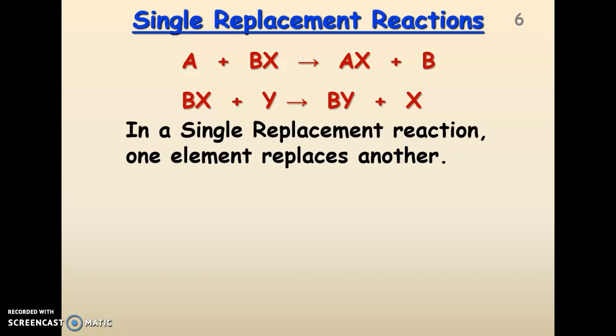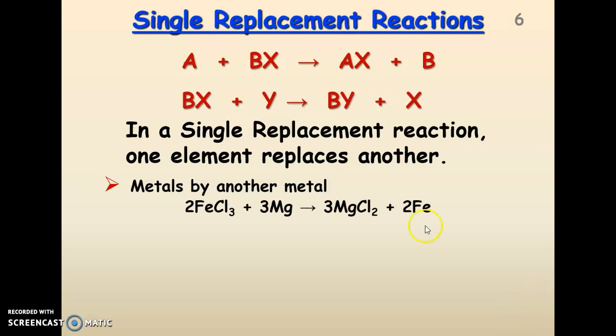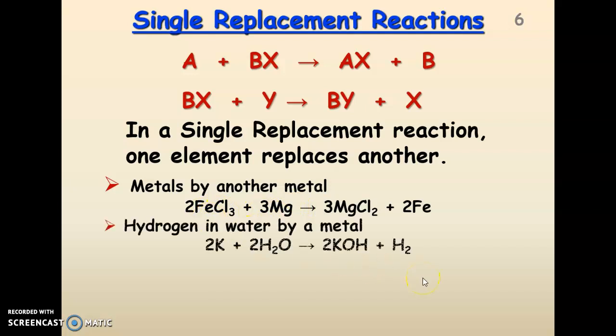In a single replacement reaction, one element replaces another. Alright, so metals can replace another metal, like magnesium replaces iron in iron chloride, and then afterwards magnesium is with the chloride and the iron is by itself. Notice that I did all this stuff balancing it and writing the formulas correctly. So you still have to do all that stuff, but just the general form here of what's happening is the magnesium replaces the iron.